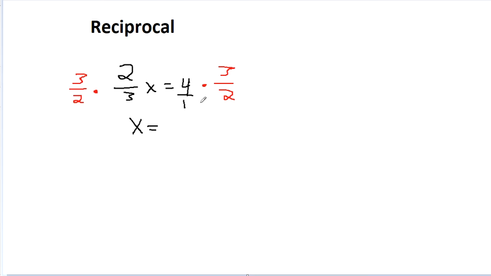And so over here on the right side, we got 4 over 1 times 3 over 2. You can multiply straight across the top. That gives you 12 over 2. But that can be simplified to be just the number 6.